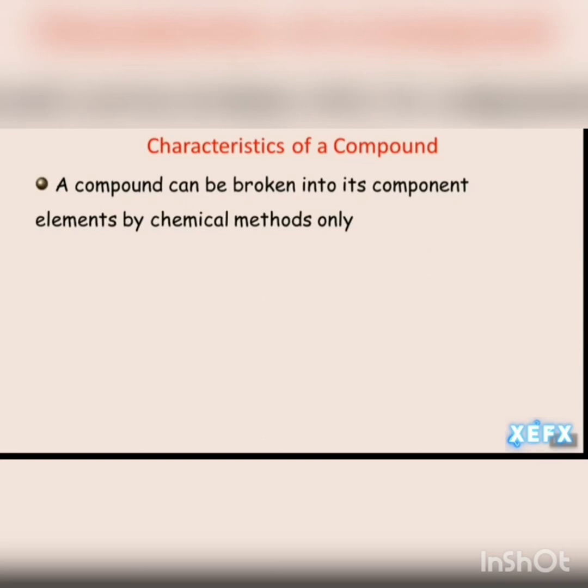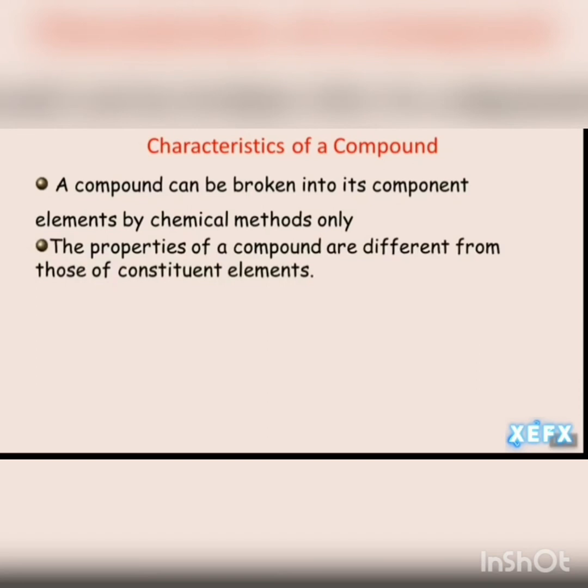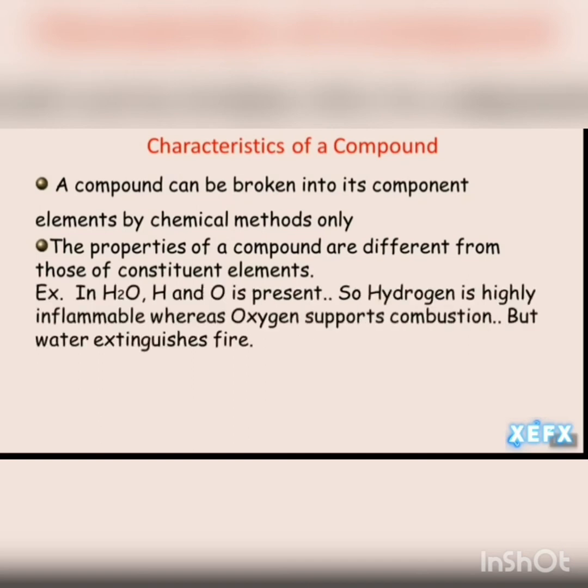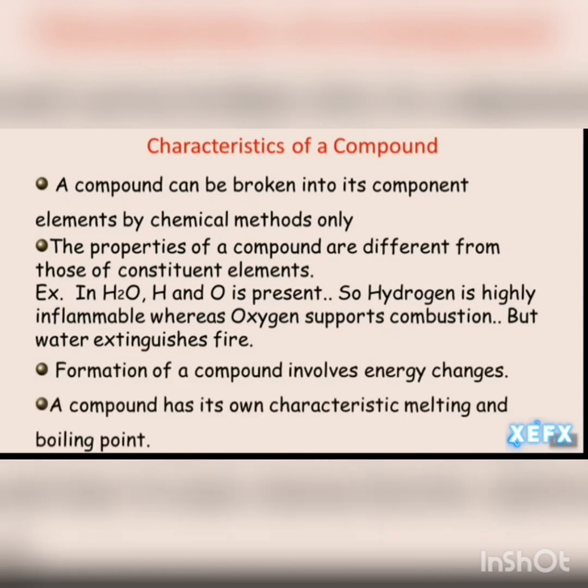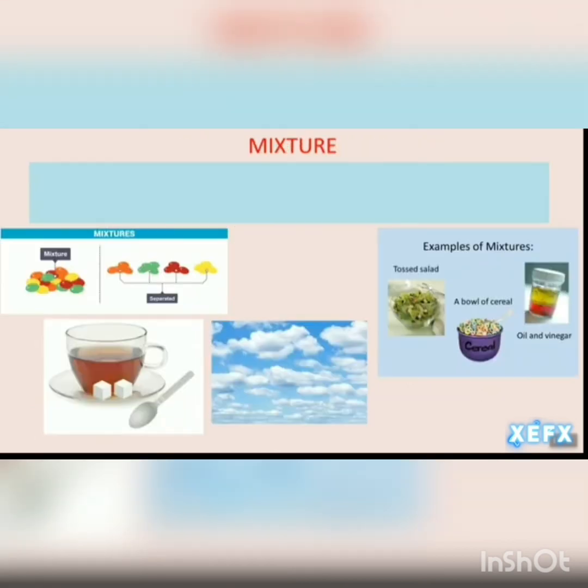Now a compound can be broken into its component elements by chemical methods only, as we have already said before. The properties of a compound are different from those of its constituent elements. For example, in water you find hydrogen and oxygen. Hydrogen is inflammable, whereas oxygen supports combustion, but water extinguishes fire. The formation of a compound involves energy changes, and a compound has its own characteristic melting and boiling point. So it's important.